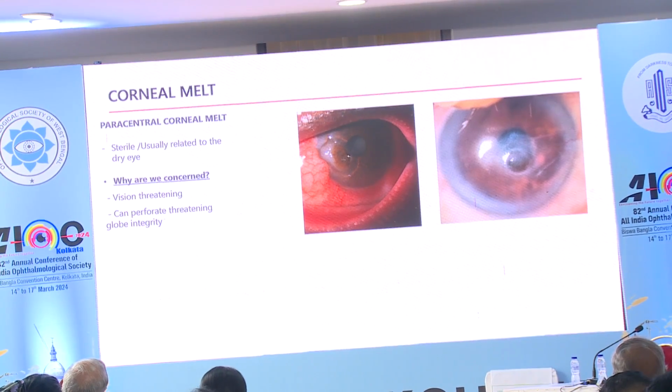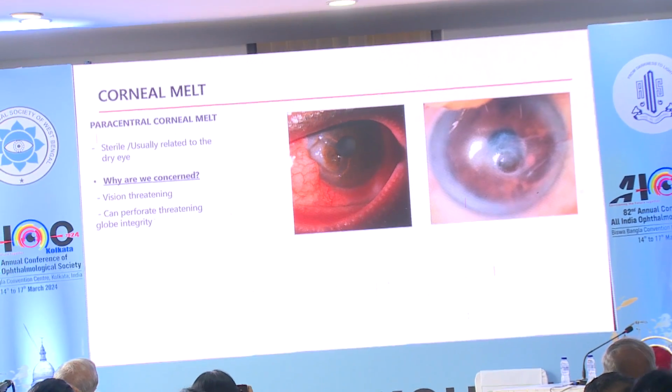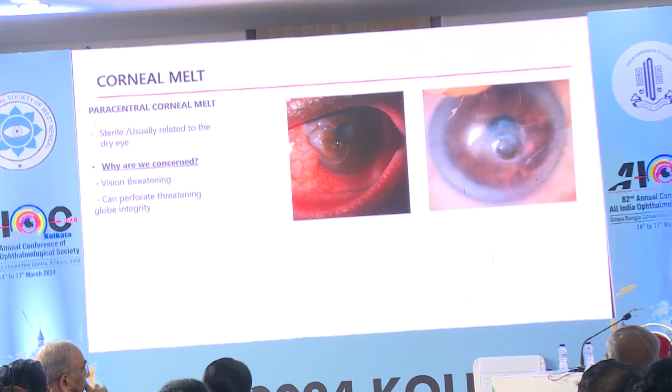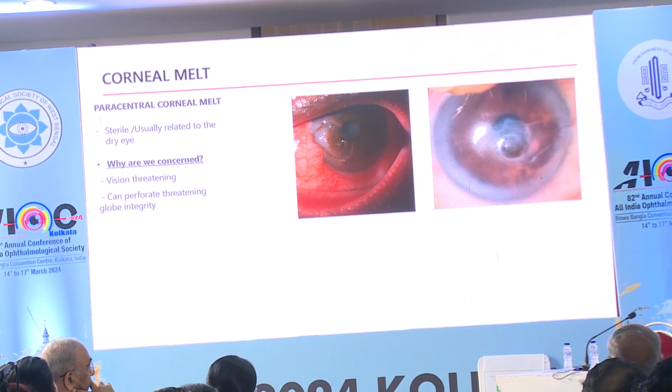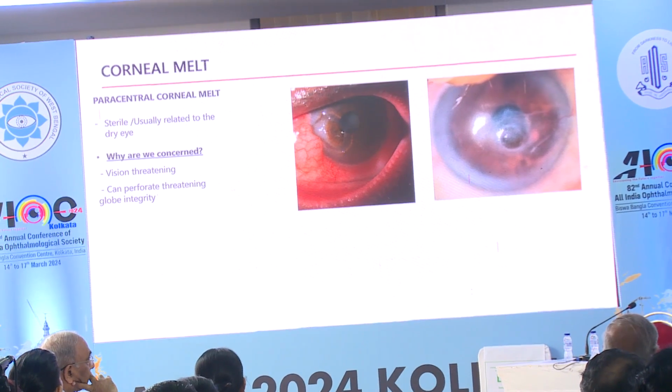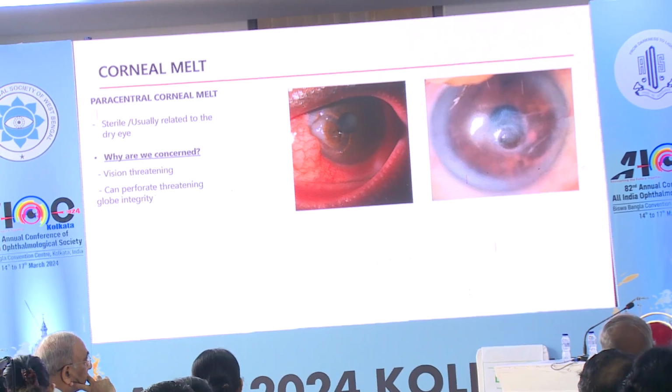So the other thing that you would see sometimes is peripheral and paracentral melts. Paracentral melts are generally more associated with dry eye. Peripheral melts are generally supposed to be more associated with immune melts. It's not sacrosanct, you can have both, but that's the general guideline that you would want to look at.